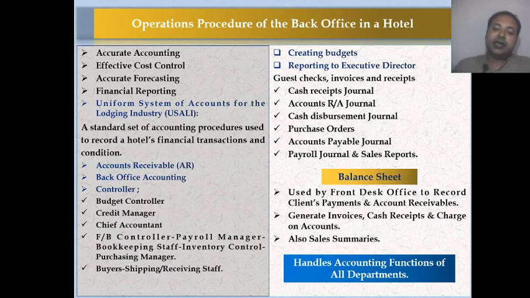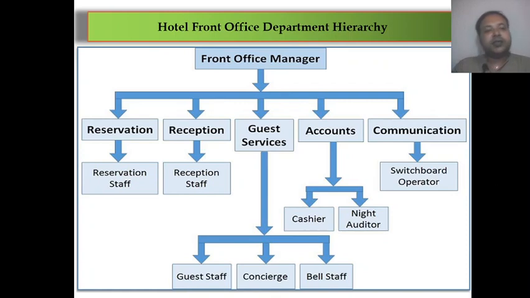Authority can easily understand by taking the information from the back office. Handling accounting functions of all departments also depends on the back office in a hotel. If we see the hierarchy of the front office department, it is based on the property of a hotel, the size of a hotel. The hierarchy can vary from one hotel to another hotel.